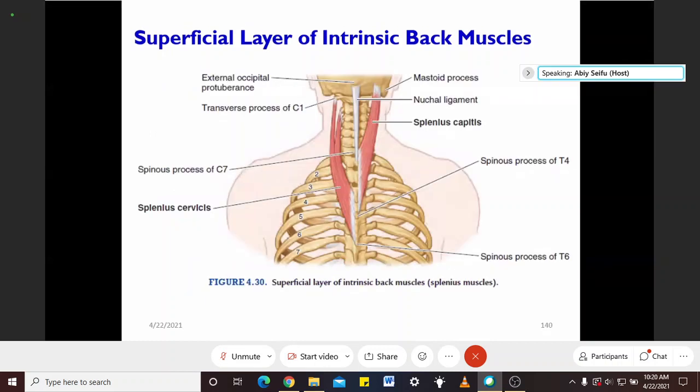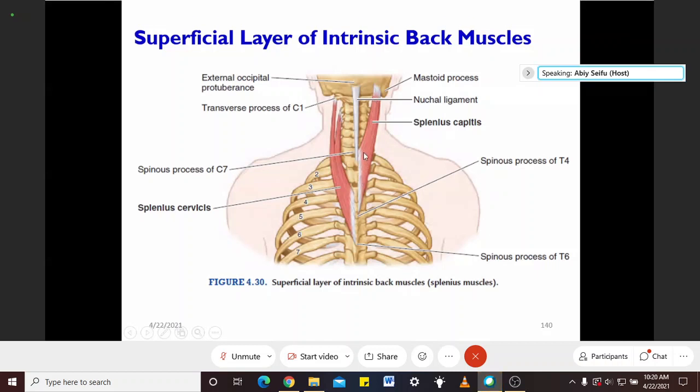Look, this one is the splenius cervicis part, which runs from supralaterally. Their fibers, therefore, are commonly called the spinotransverse group. And this one is the splenius capitis muscle, which is inserted on the mastoid process.